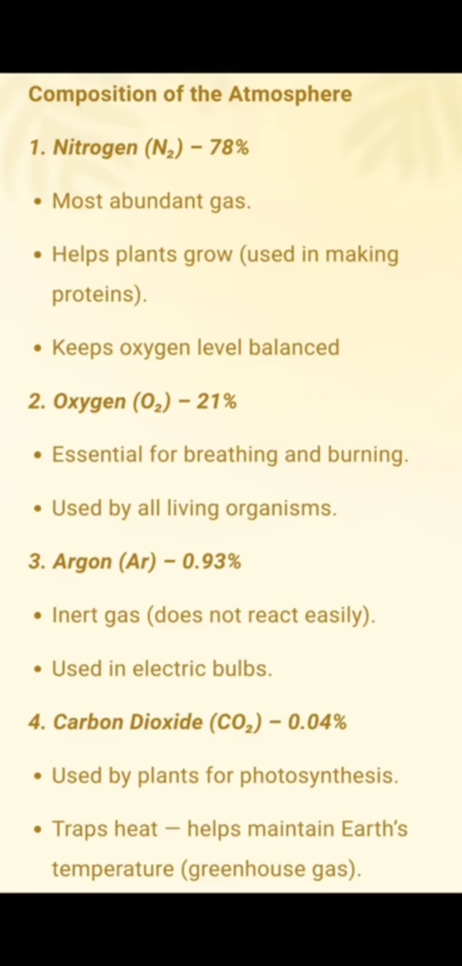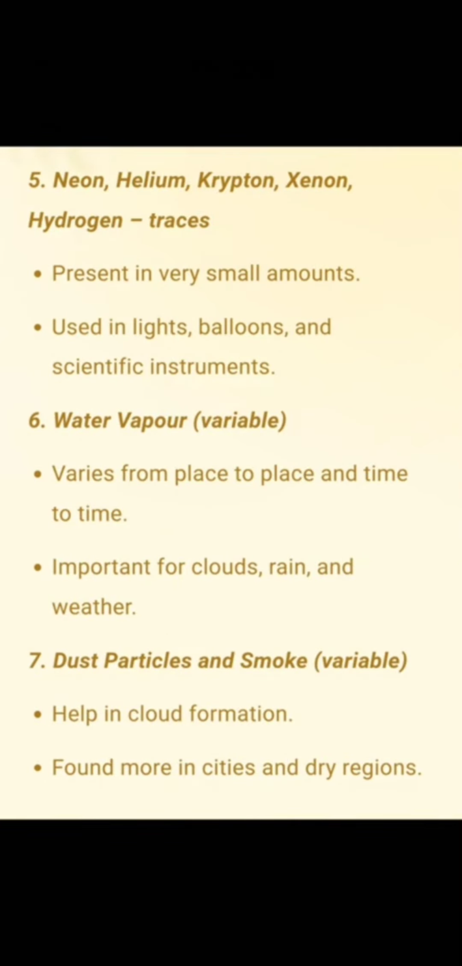And the fourth one is carbon dioxide, which is available in our atmosphere in the amount of 0.04%. It is used by plants for photosynthesis, traps heat, and helps maintain Earth's temperature, which is why it is a greenhouse gas. And the fifth one is neon, helium, krypton, xenon and hydrogen. These gases are present in very small amounts, used in lights, balloons and scientific instruments.